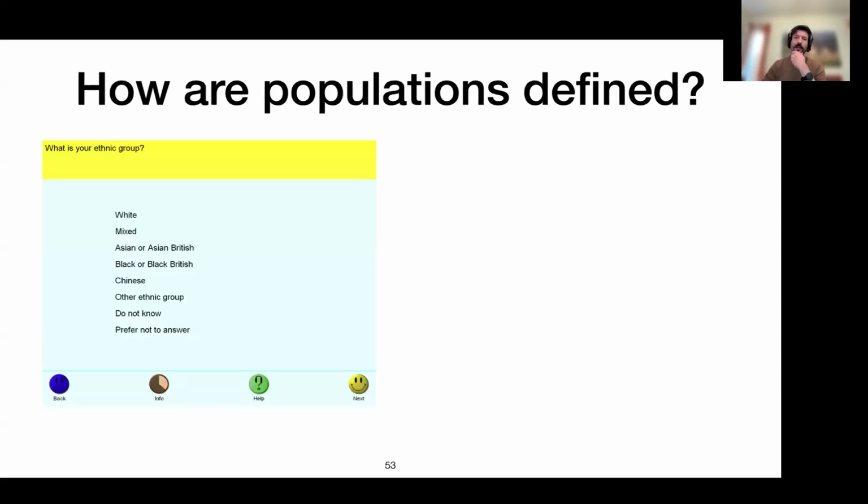So when you talk about how populations are defined, on the left here in the UK Biobank, this is the questionnaire that you have, and it actually just asks you what is your ethnic group, and then you would hit a button that says white, for example, and then it would have a follow-up question that would say, what is your ethnic background? So I think the options there are like British, Irish, other, or something like that.